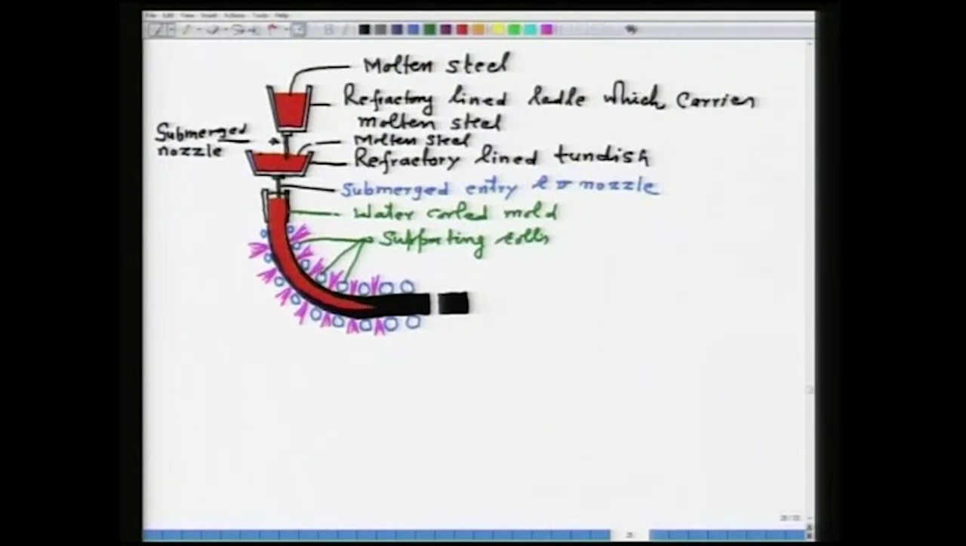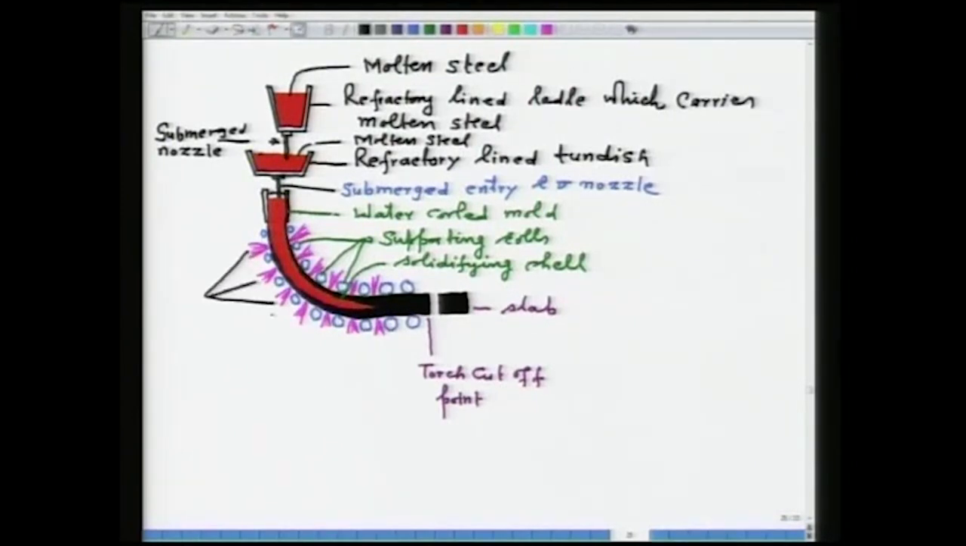To support the solidified shell, this one is a solidifying shell, and somewhere here we have a torch cutoff point where the slab of required length is cut and sent to the rolling mill. Now, below this water cooled mold, we have this all arrangement which is shown over here.